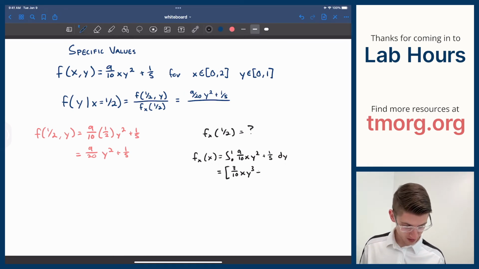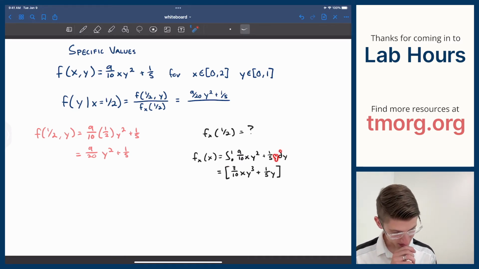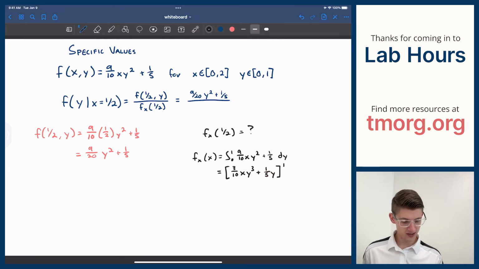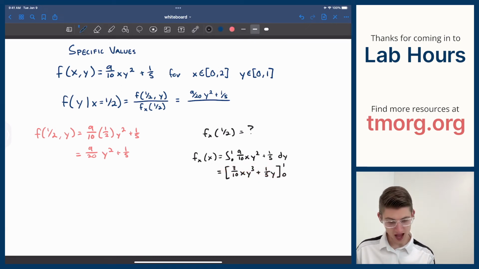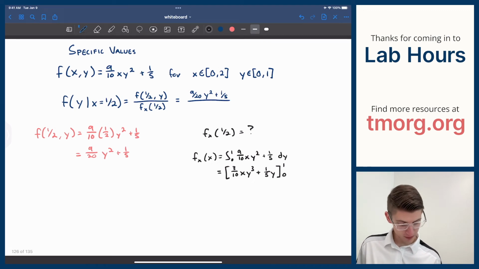And then the 1/5 is going to turn into plus 1/5 y, because again, I have a y to the 0 here right now. That's just 1. So I need to take a 1 from the denominator, turn it into y to the first, which obviously doesn't change it, right? And then we're going to evaluate that from 1 to 0. Now the nice thing about this 0 bound here is that plugging in 0 for y is going to cancel this entirely. So I can just plug in 1 for y and go from there. And when I plug in 1 for y, 1 cubed is just 1, 1 is just 1. So we're going to get 3/10 x plus 1/5.